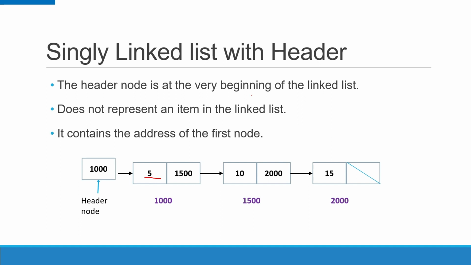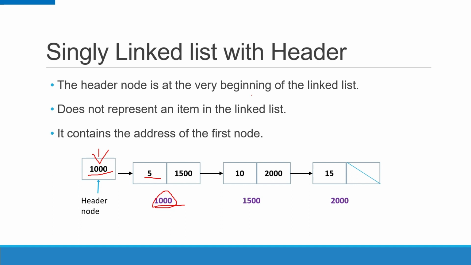It is at the location, which means the memory address, 1000. 5's memory address is 1000. So I am going to store this 1000, the first data's address, in my header node. My header node will be at the start of my linked list and it will hold the address of my first data element. And this 1000 is not the actual data; it is the address of my first data element 5.